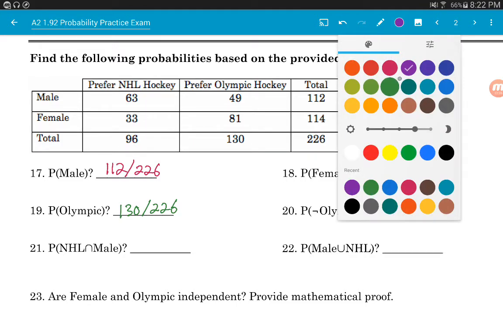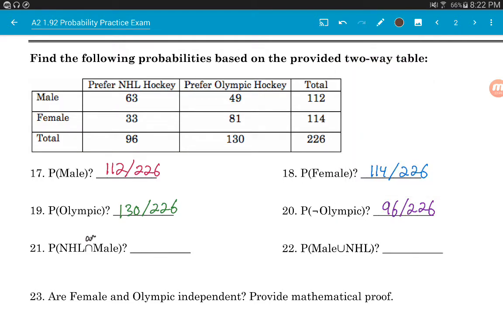The probability of NHL and male. So who's male and prefers NHL? Male is this row, and prefers NHL is here. So it's this number right here, 63 out of 226.